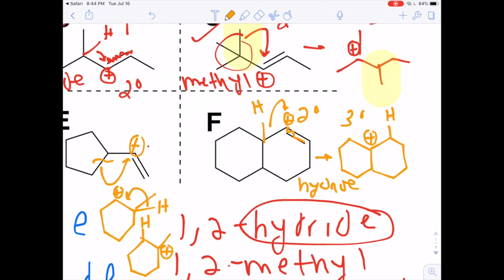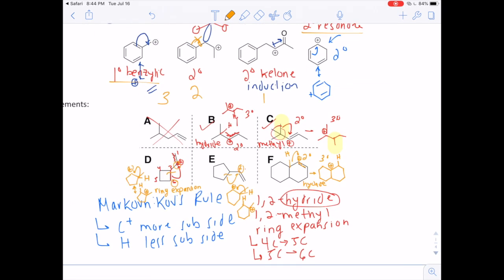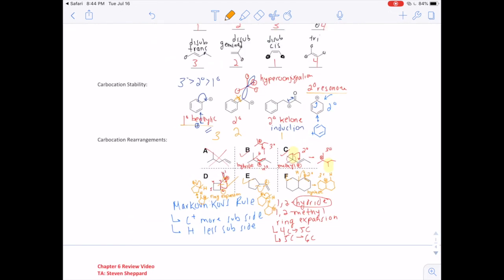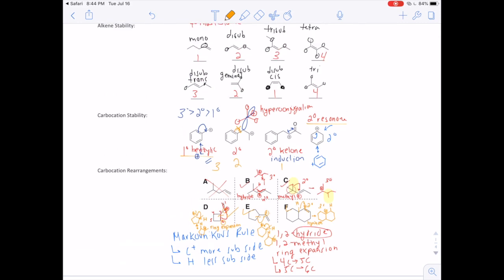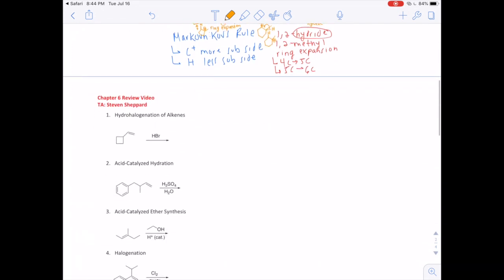Okay? So, if we rationalize, all of these went through rearrangements except for A. So the first two, B and C, went through hydride and methyl shifts respectively, and then D and E went through ring expansions because of that vinyl substituent. Okay, so I think that sums up the basics of Chapter 6, which was alkane stability, carbocation stability, and carbocation rearrangements. So now let's move on to the different reactions that we see in Chapter 6.